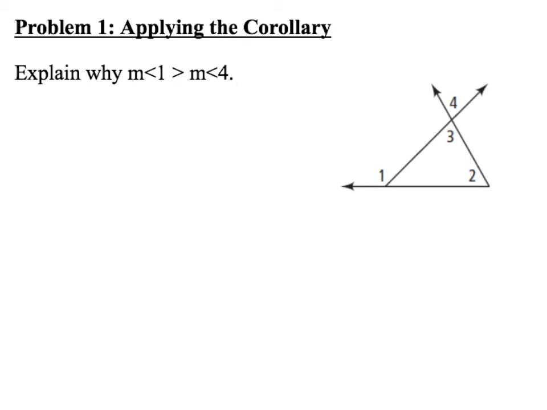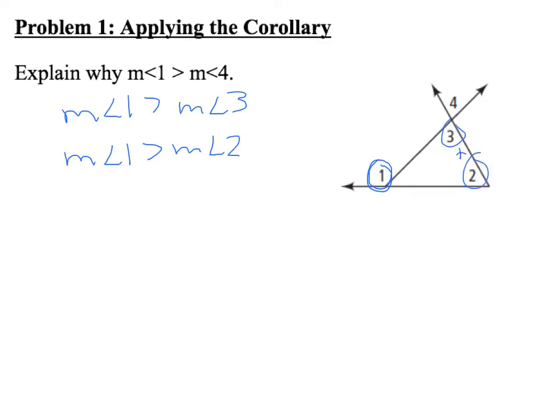Now I have to explain why the measure of angle 1 is greater than the measure of angle 4. Well, first I can write my inequality. The measure of angle 1 is on the outside, so it's an exterior angle. So the two inequalities I can write are: the measure of angle 1 is greater than the measure of angle 3, and the measure of angle 1 is greater than the measure of angle 2, because those are the two angles that add up to get my exterior angle.